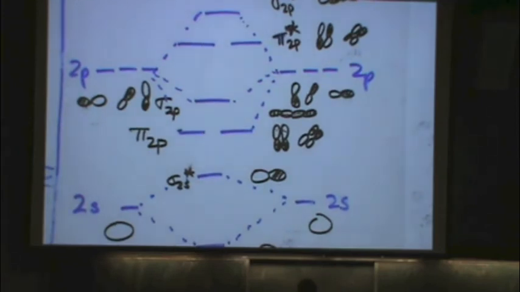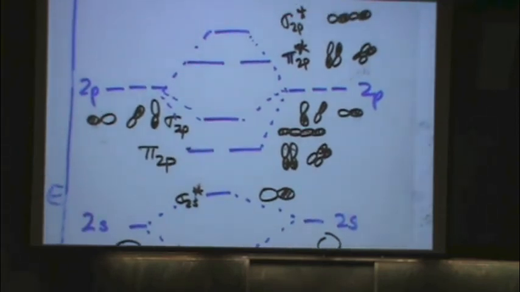Yes? Second, is the PZ the sigma bond? I believe so. I don't recall.